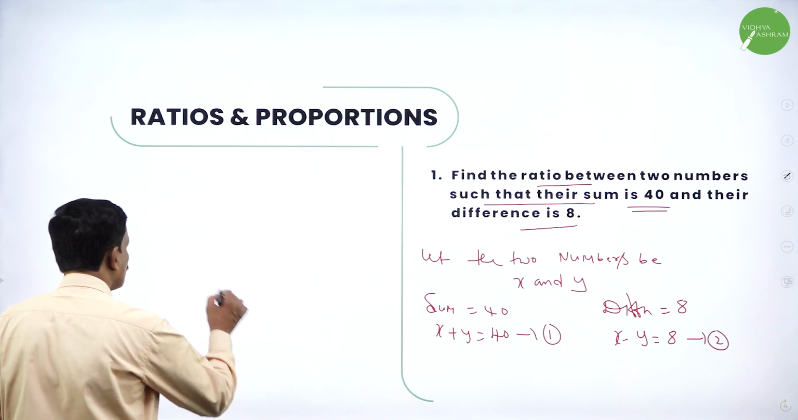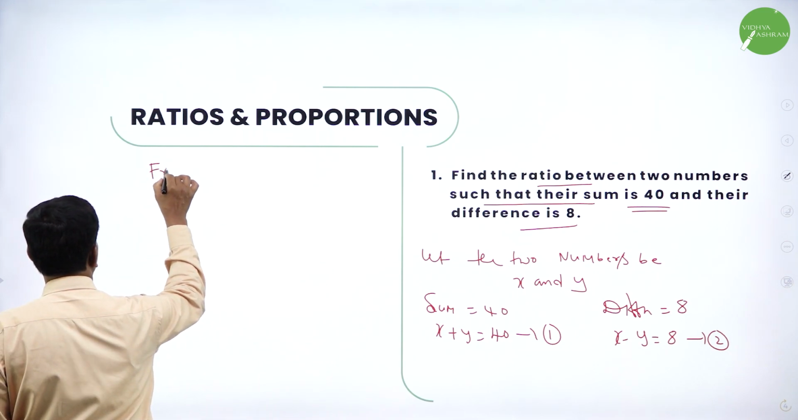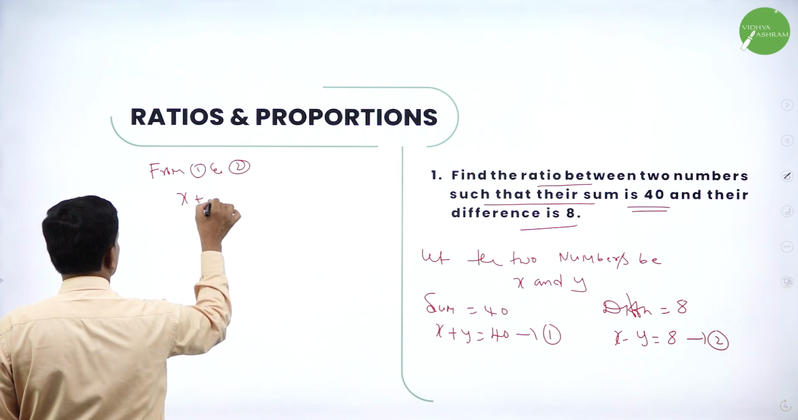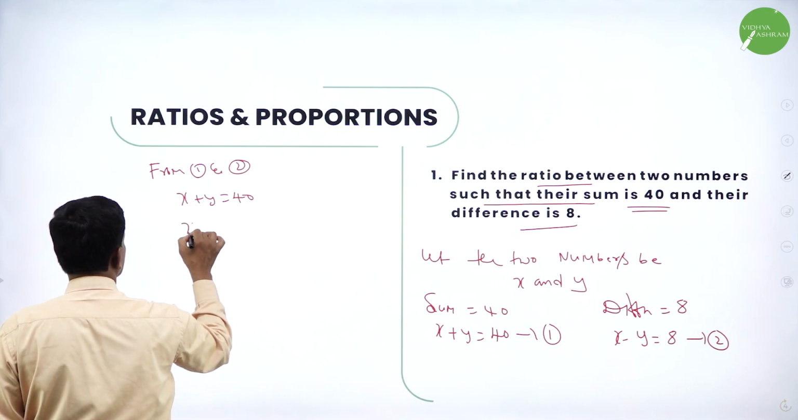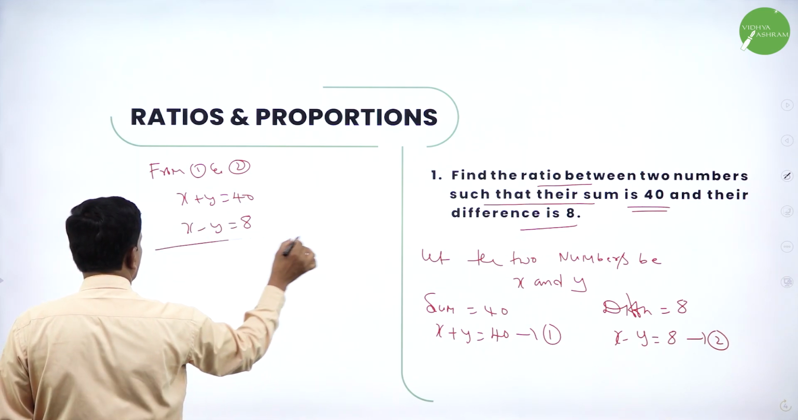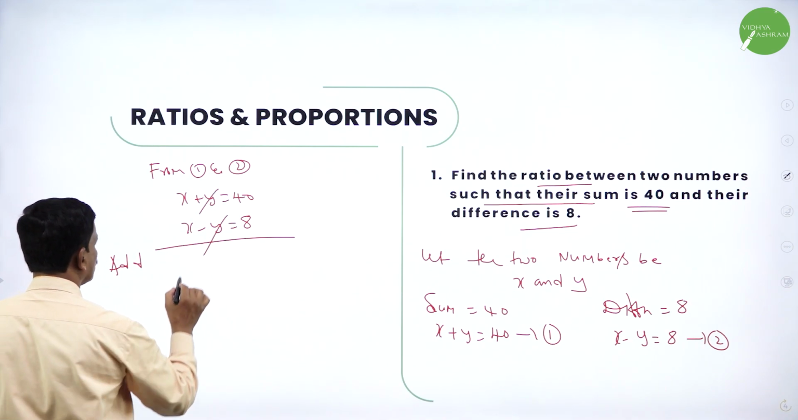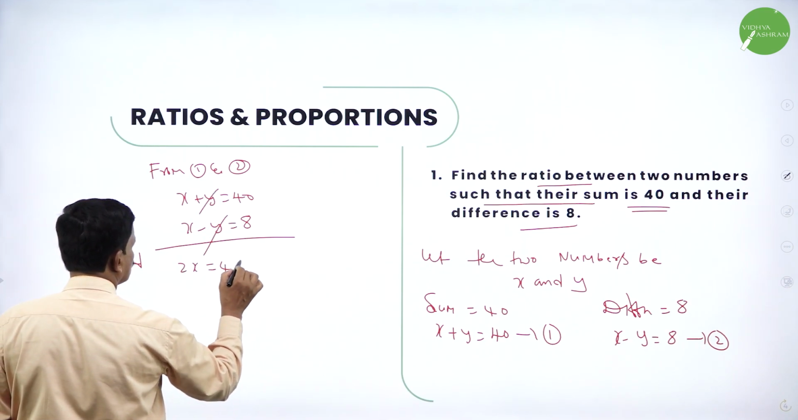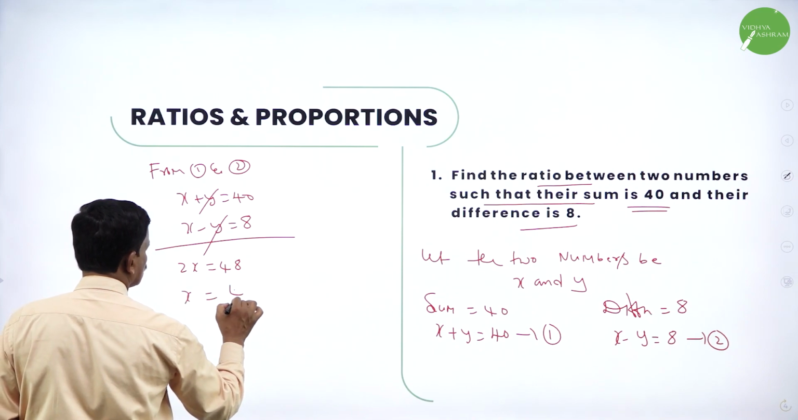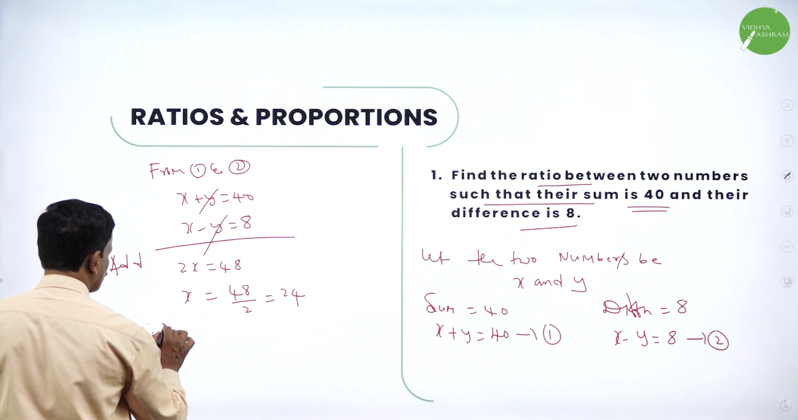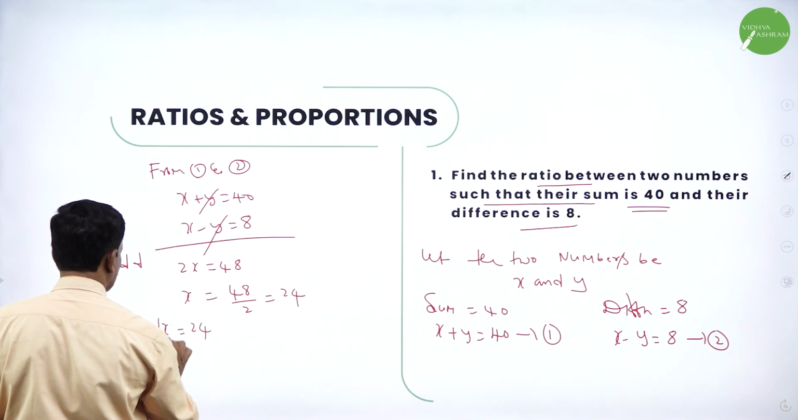Now, solving these two, from 1 and 2, X plus Y is equal to 40 and X minus Y is equal to 8. Add these two. These are two simultaneous equations. If I add, minus Y plus Y gets cancelled. 2X is equal to 48. X is equal to 48 divided by 2, which is 24. So therefore one number, X, is equal to 24.